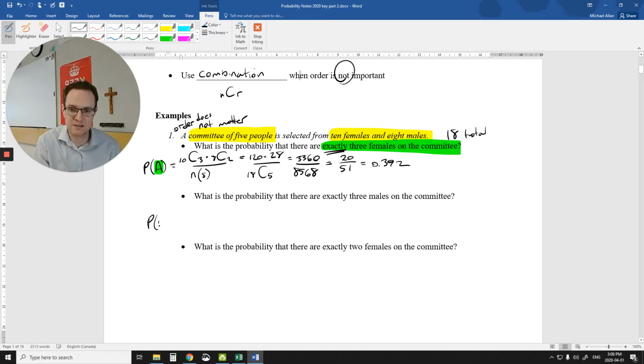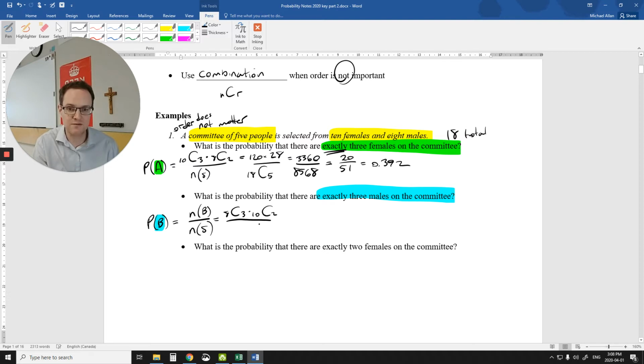Here's the next one. Let's just call this event B, being exactly 3 males on the committee. So we go through the same logic that we had before. I want to know how many are in my event and how many in the sample space. So my event has to have exactly 3 men. So I'm going to have 8 choose 3, and then out of the 10 females, I finish up my committee with 2 more.